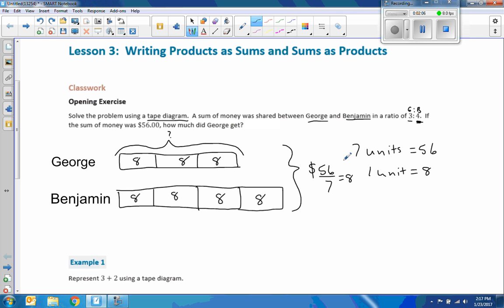So the question says, how much did George get? Well, here it is. George has 3 units of the 7. 3 out of 4, or 3 to 4 is 3 out of 7. So if 1 unit is 8, 3 units is 8 times 3 equals 24. So that's $24. So George received $24. Benjamin didn't ask, but Benjamin was 8 times 4, or $32.